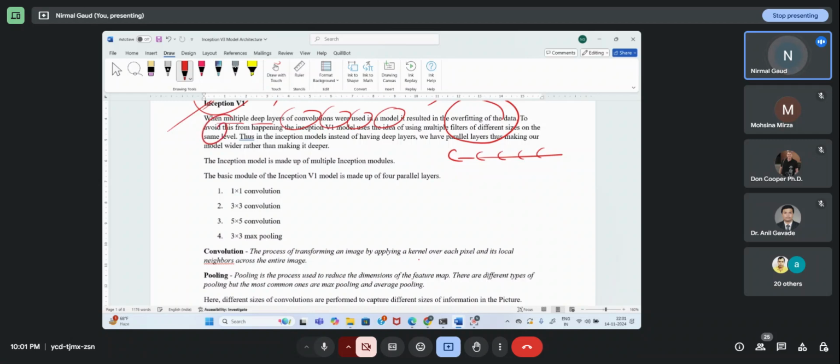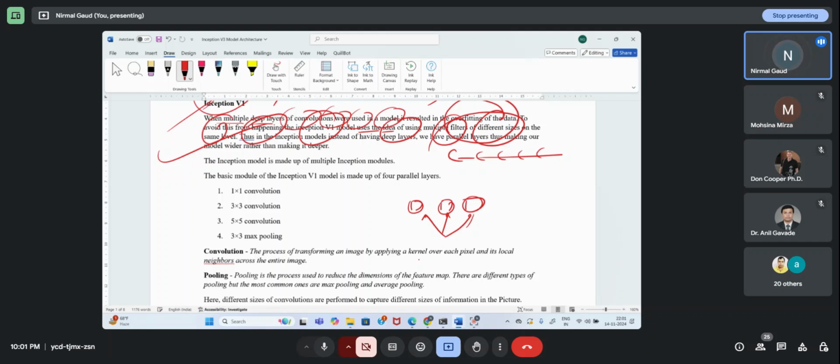So to avoid this issue, Inception V1 models are used with the idea of using multiple filters of different sizes on the same level. That means don't put them in this particular sequence. Keep the filters on the same level, like parallel. We should have a parallel connection of the layers. I'll show you the architecture.